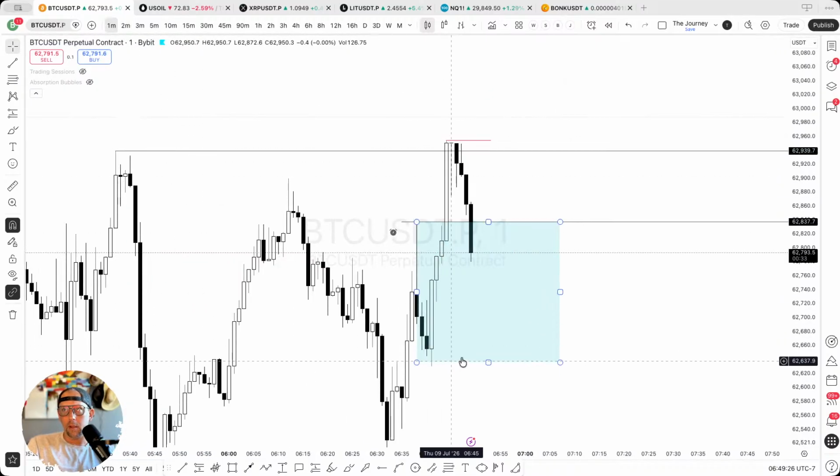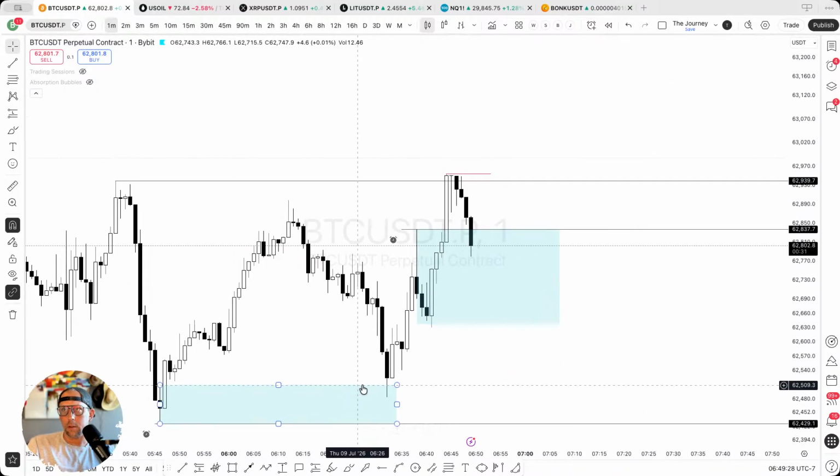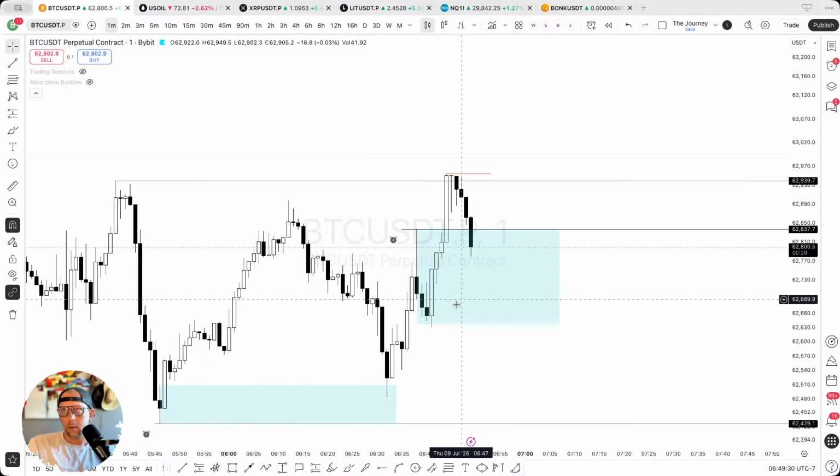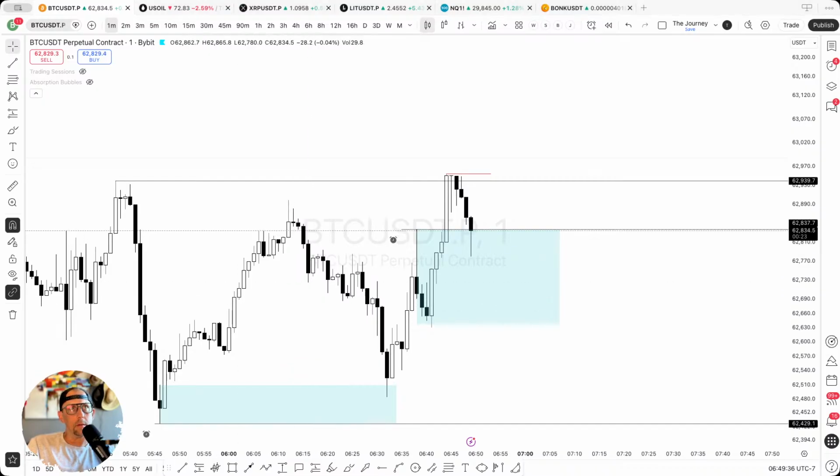And there's demand in this. There's structure here. I don't know if I love it. We're going to see, though. I might be attempting a long here. I'm going to attempt some manner of a long here.